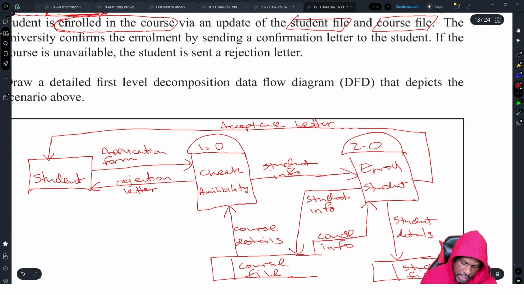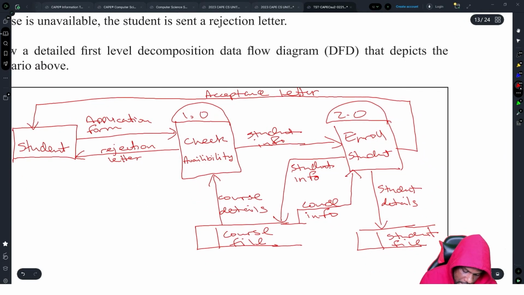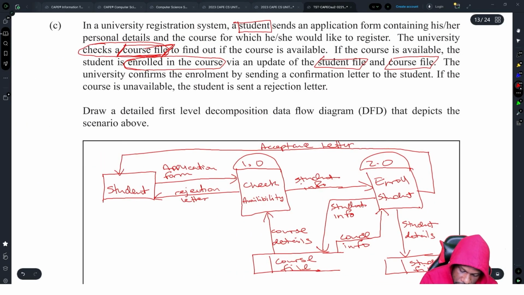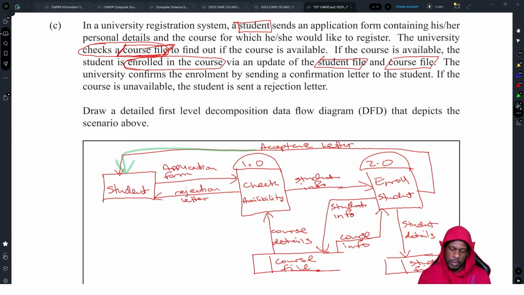The only part in this question that's weird is that to send the acceptance letter, there is no stated input. It says that the university confirms the enrollment by sending a confirmation letter to the student. So this confirmation letter goes to the student. But in order for the confirmation letter to go there, the enroll student process can't just take the student info that's coming in. The student info is not enough. You need the course info to be able to enroll the student.